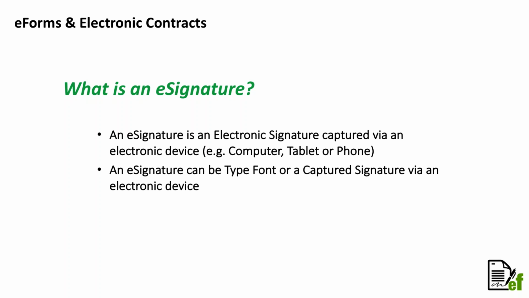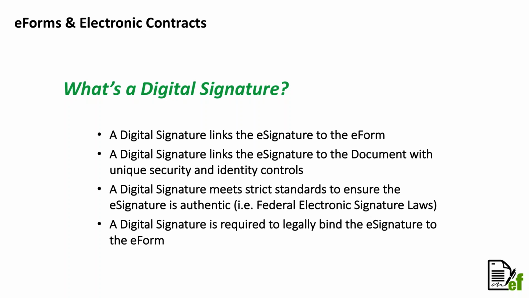An electronic signature can be two different types. It can be a type font, or it can be signed with, for example, if you're using an iOS device and maybe you had an iPad, a stylus pen or a finger right on that specific device.